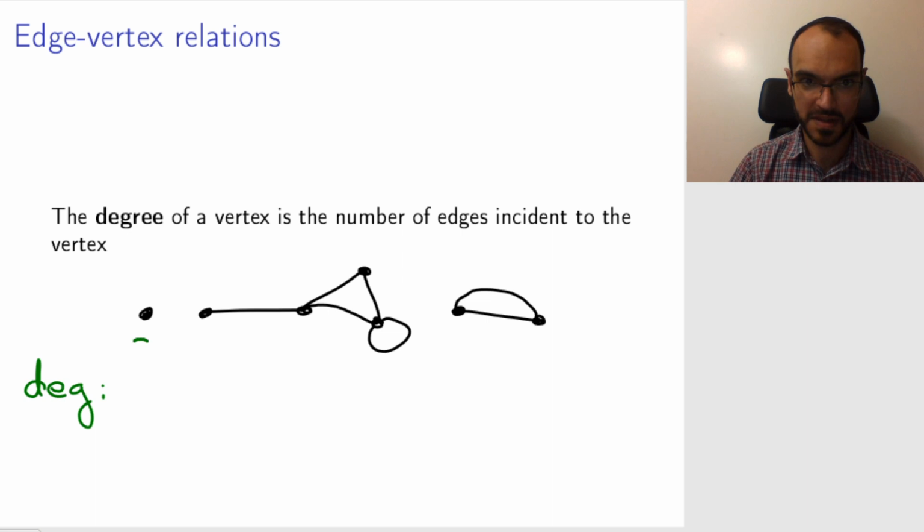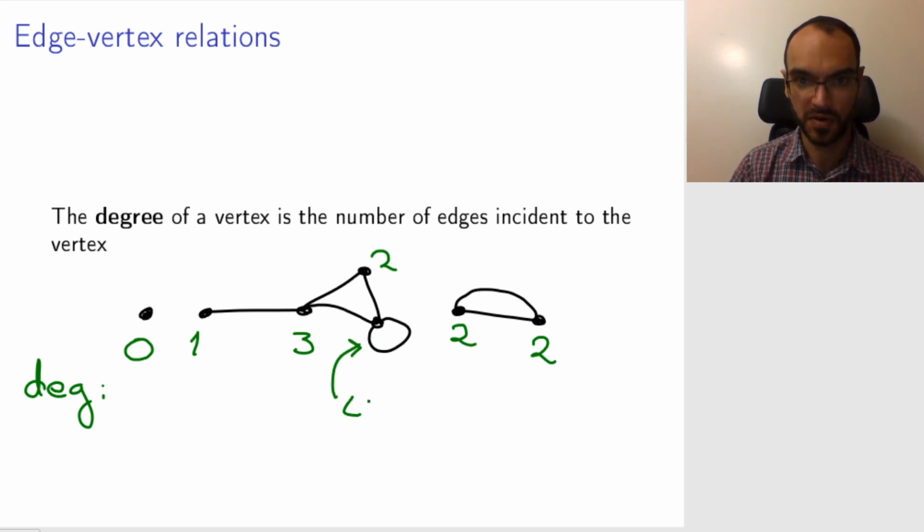So this vertex has degree 0 because no edges are incident to it. This has degree 1 because there is one edge. This has 1, 2, 3 edges. This one has 2. This one also has 2. Doesn't matter that they go to the same other vertex, it's just you have 2 edges. This also has degree 2.